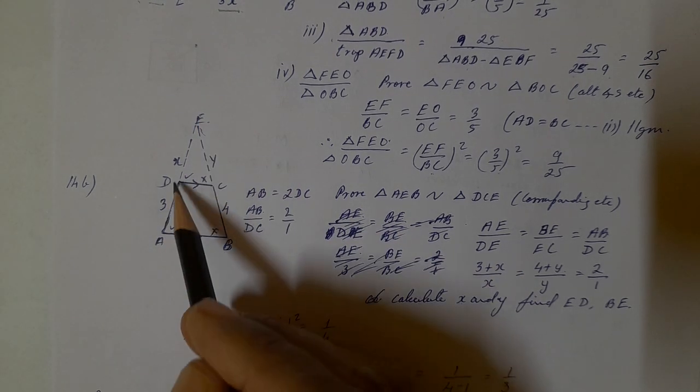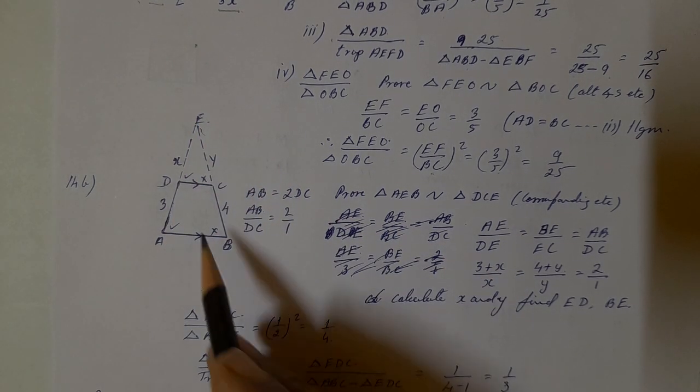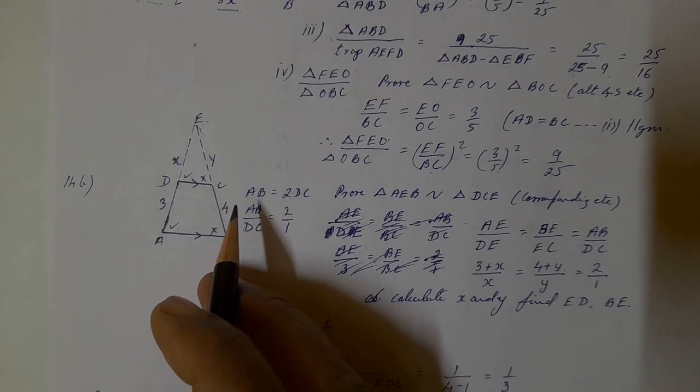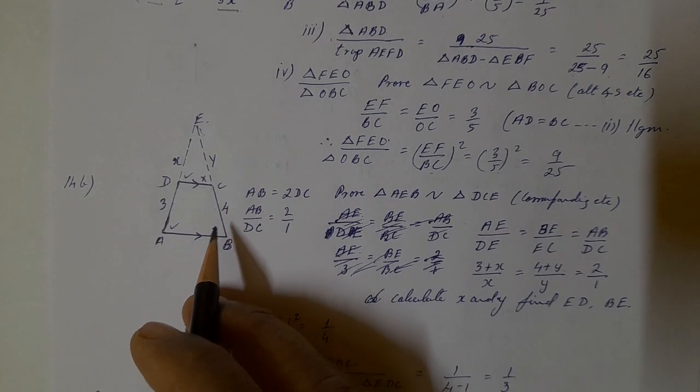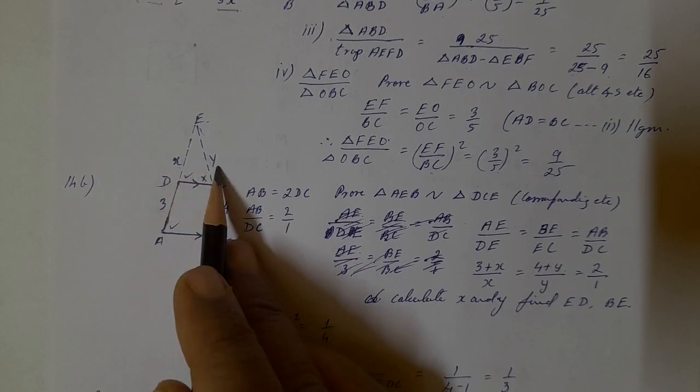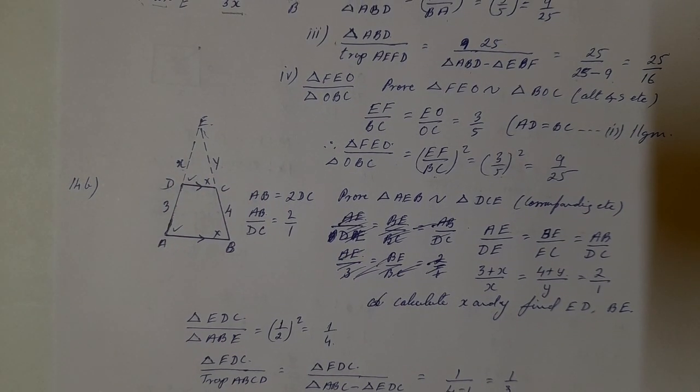AEB similar to DCE. No big deal. Now 3 and 4 is given over there, in 14B. And now this I write as X and Y. Got it? Okay, so I have proved it similar.